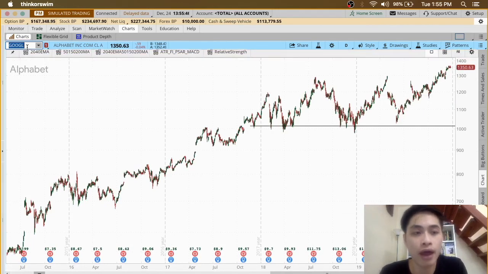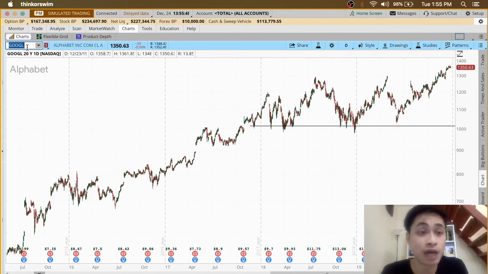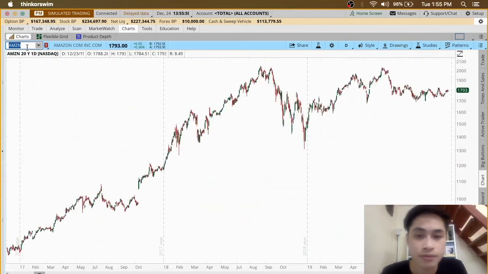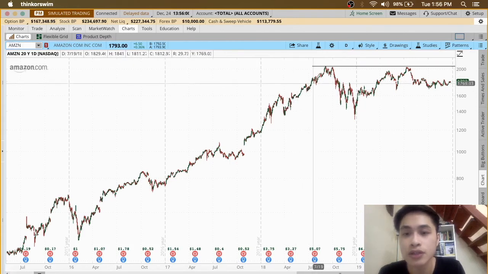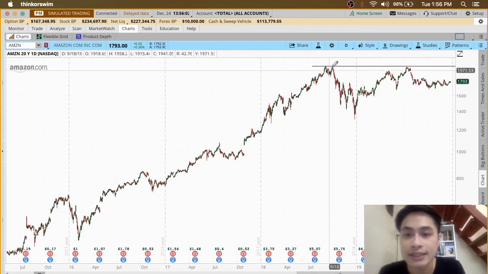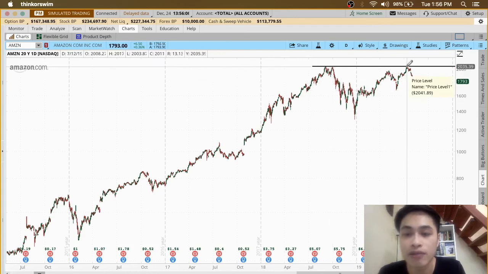So let's take a look at another example. Amazon. For Amazon, we can see there's a resistance level here. There's the first test, the second test, and then the third test here. So that will be the resistance level.